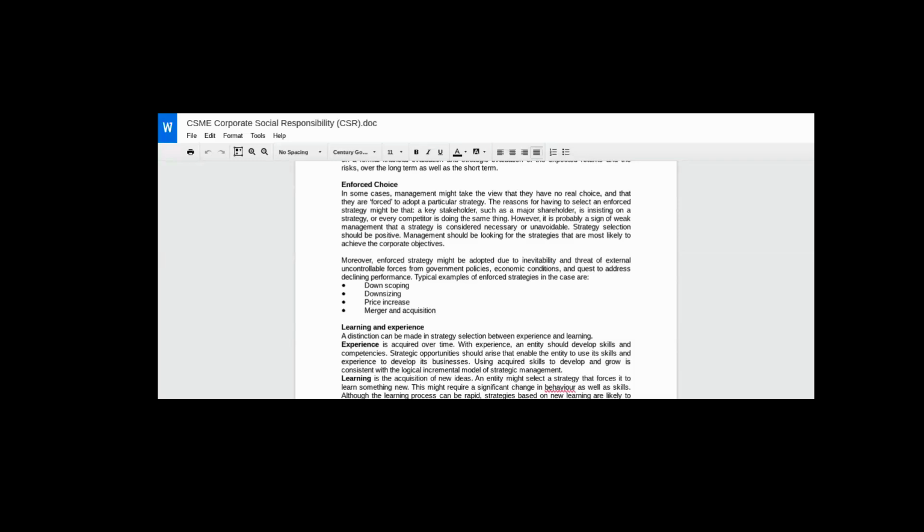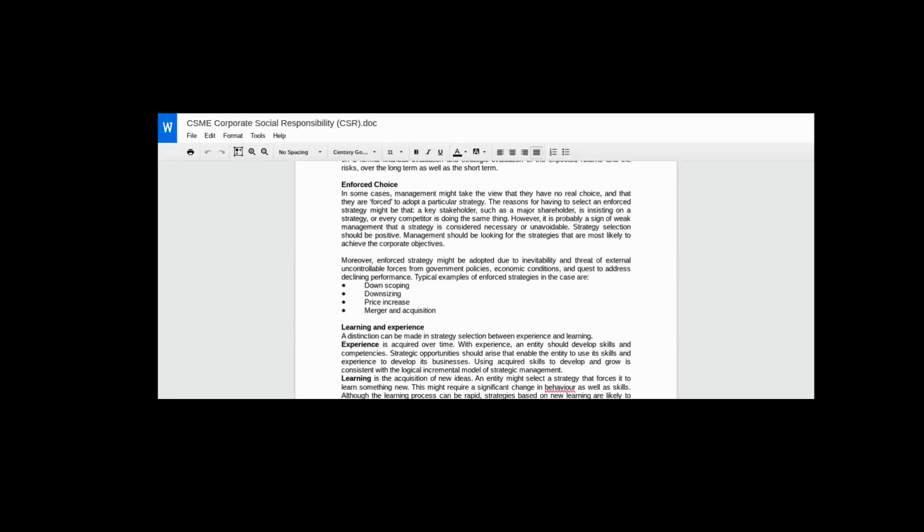It can be raised in the board of directors. The shareholders might be interested in the directors adopting and implementing the same strategy, having looked at the suitability, feasibility, and acceptability of it. So in enforced strategy, in paragraph 2, apart from the shareholders' interest in some strategies, I put it there that, moreover, enforced strategy might be adopted due to inevitability and threat of external uncontrollable forces.